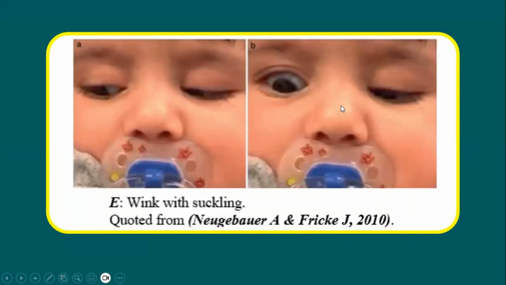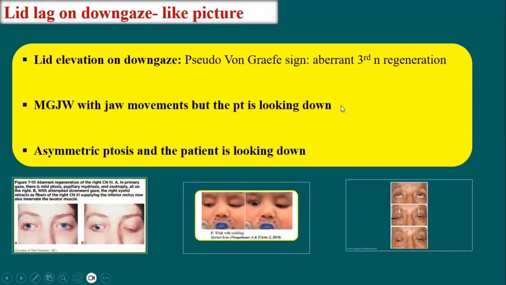So with jaw movement, with suckling, the eyelid retracts. But imagine now the baby is looking down. Accidentally, the child is looking down. The retraction with jaw movement becomes evident. So it also gives a picture of lid lag on down gaze. But this is again not lid lag, it's a kind of retraction with the jaw movement.